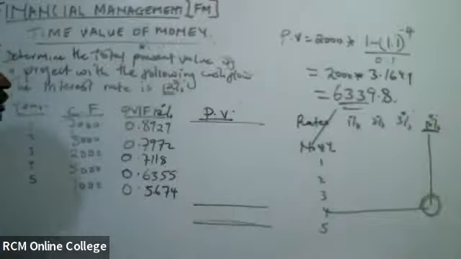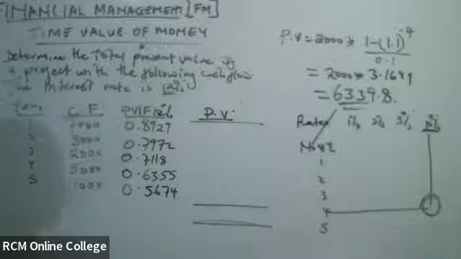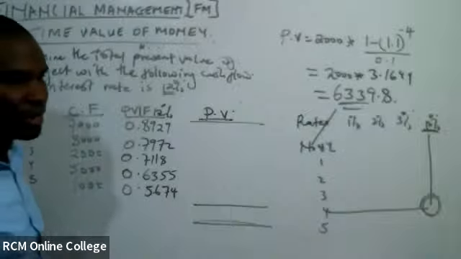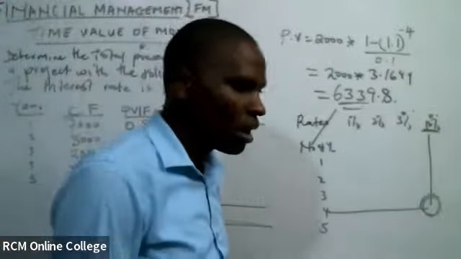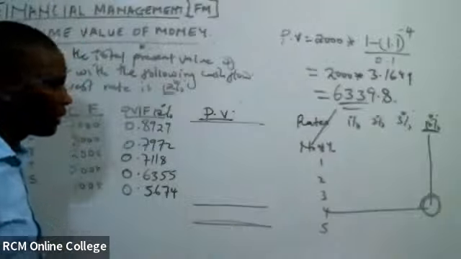Maybe to 1 decimal place. The first one ngapi? Now this is a matter of multiplication. 7,000 times 0.8929. 1 decimal place, sawa. Let's wind it up.